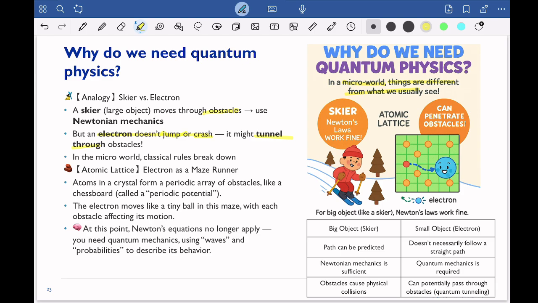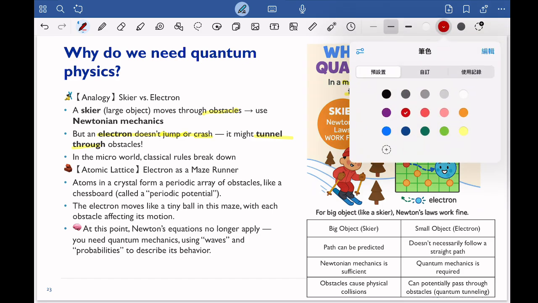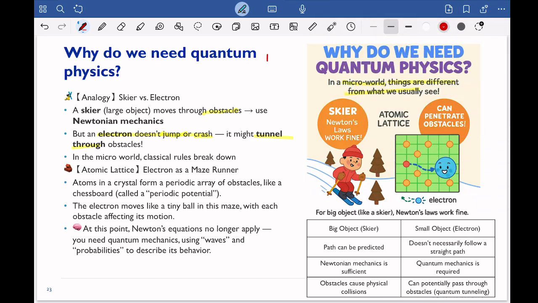Imagine that typical Newtonian mechanics tells us that if you have a wall and you throw a ball against it, the only scenario that happens is that you will see the ball rebound, right? That happens in everyday life, and that's based on Newton. But in the case of quantum, it's a different story.